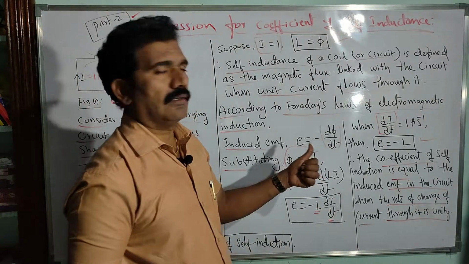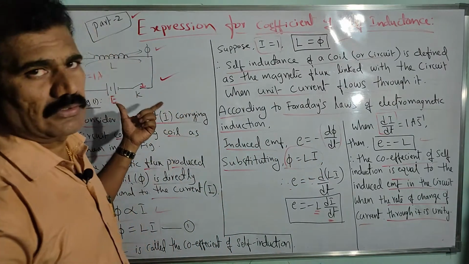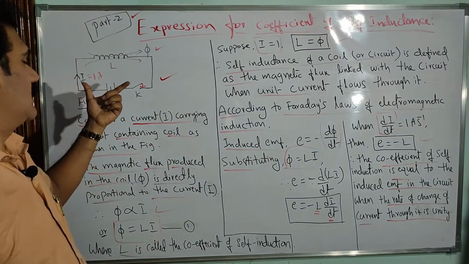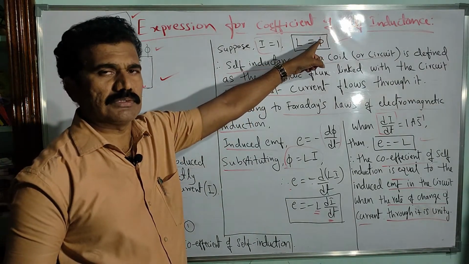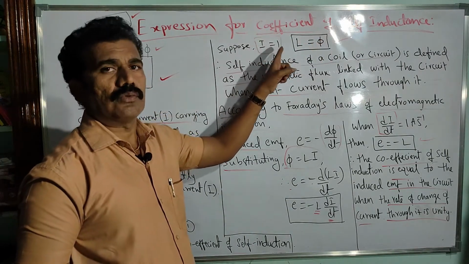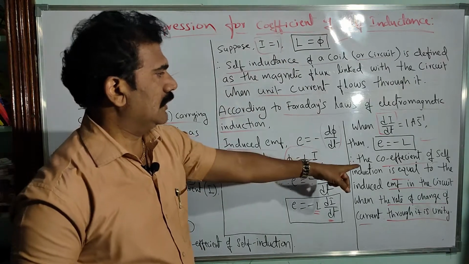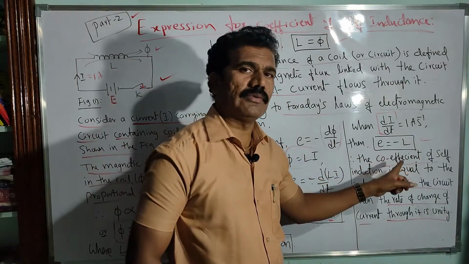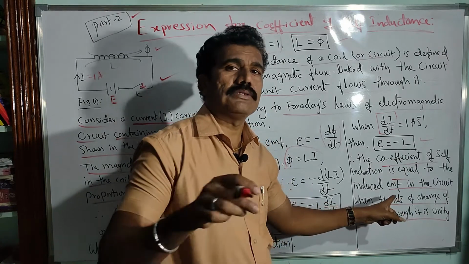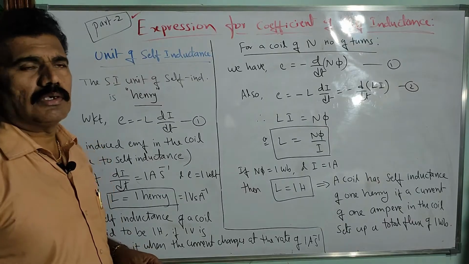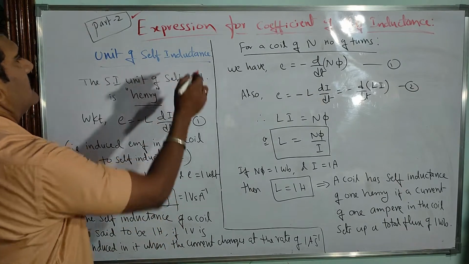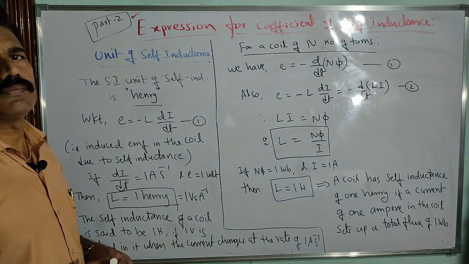So I think you got now what is self-inductance in a circuit. Either you can say the self-inductance in the circuit is equal to, numerically, the magnetic flux produced in the coil when I is equal to 1, or you can say L is equal to the induced EMF in the circuit when the rate of change of current is equal to unity. Clear? Now let us see the unit of self-inductance, how to find the unit of self-inductance.